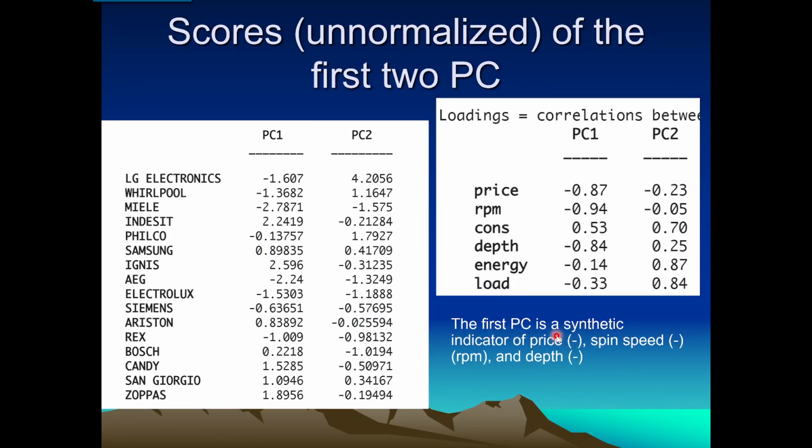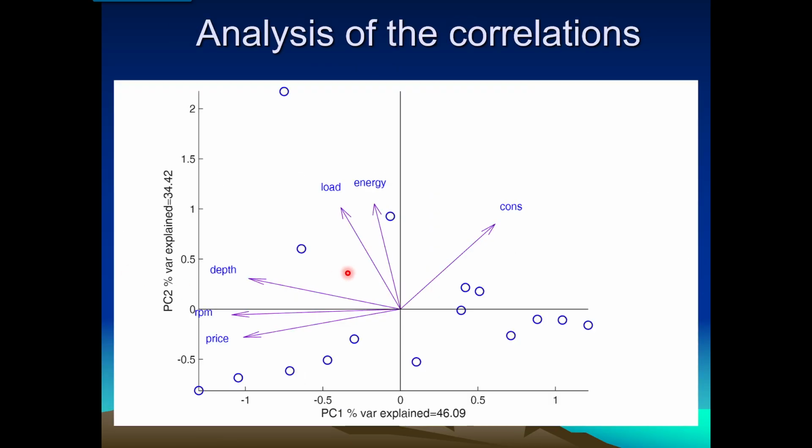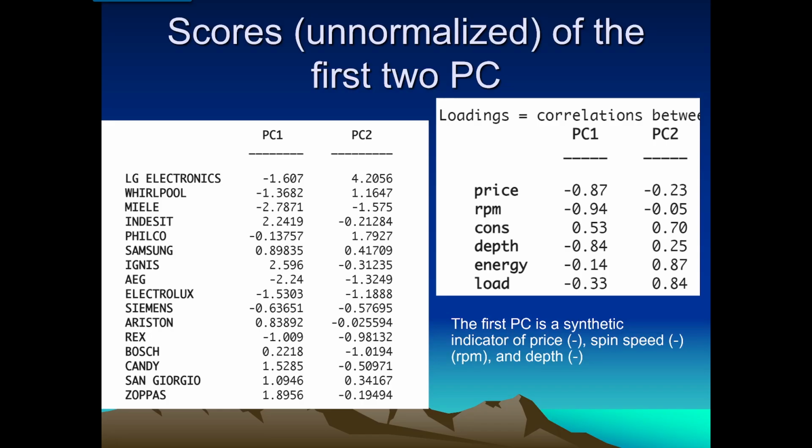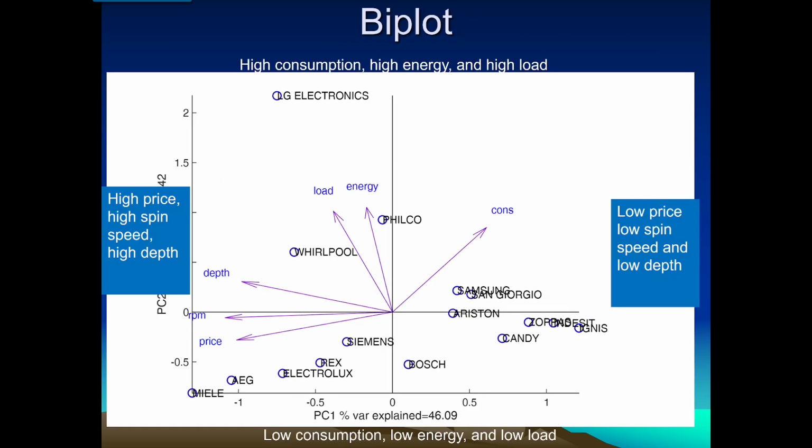So the first principal component is a synthetic indicator of price, spin speed, and depth. You see, with minus. Therefore, high values of the component mean low price, low spin speed, low depth. Then, here on the right, you have low price, low spin speed, low depth. Here, high price, high spin speed, high depth. Similar here, high consumption, high energy, high load. So this is a washing machine that is characterized by high consumption of energy because it is in the direction of that particular arrow.